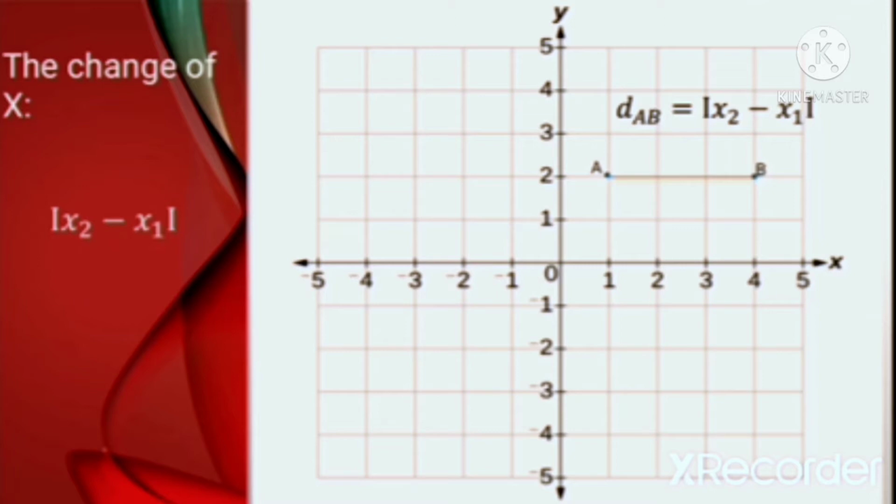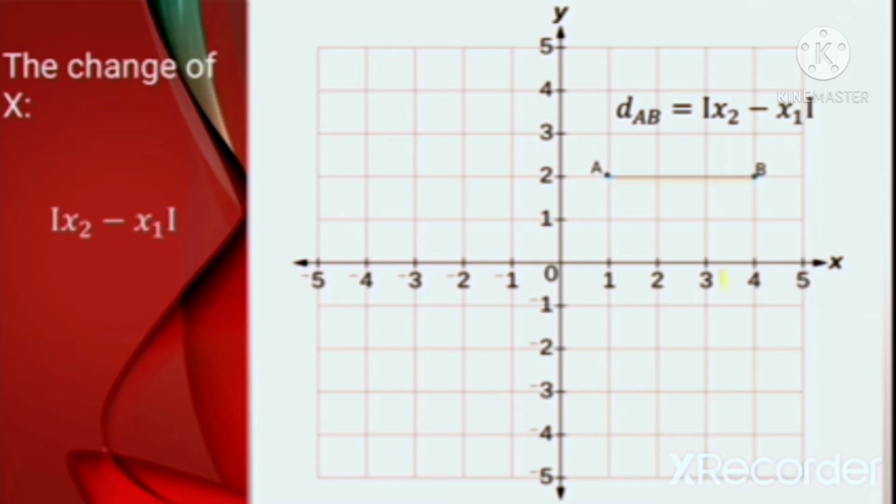So if we're going to find the distance from A to B, since this is horizontal, we use the increment of x, or the change of x. That is the absolute value of x sub 2 minus x sub 1. Then we just substitute the values of x.